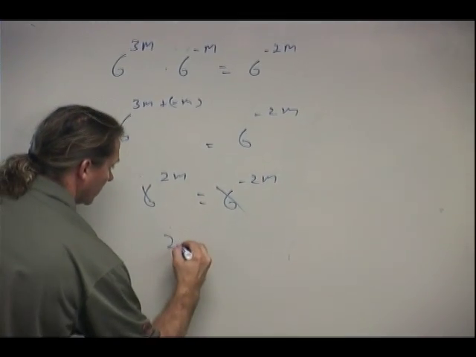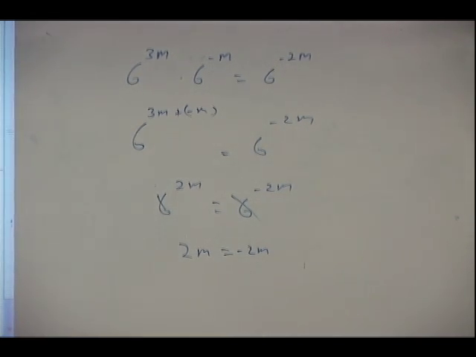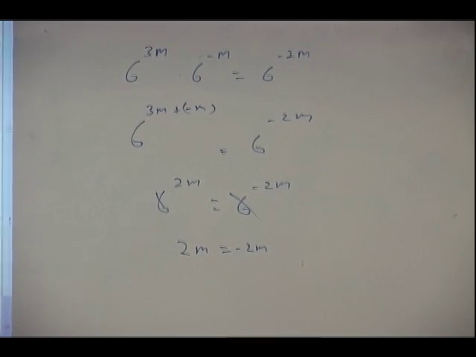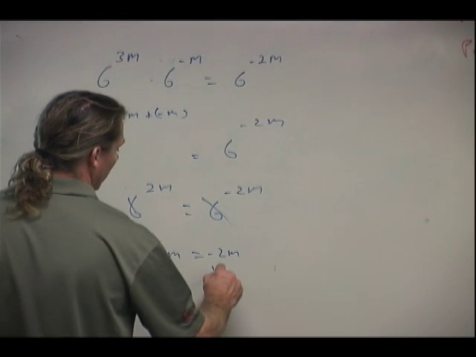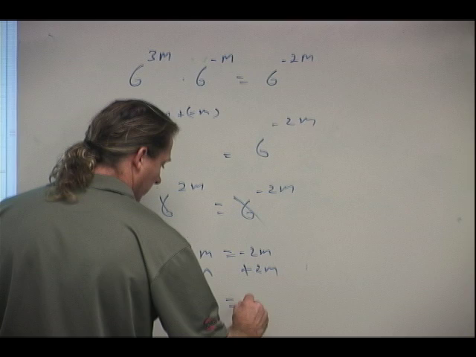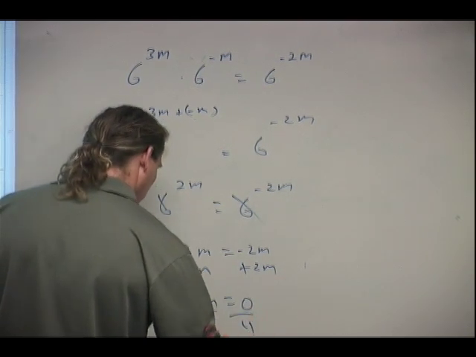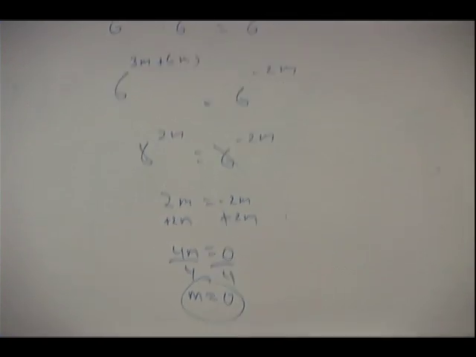Drop the bases and you get 2m equal to minus 2m. The answer is 0. The only time 2m will equal minus 2m is when m is equal to 0. But the way you do that is you add 2m to both sides to get 4m is equal to 0 and divide by 4. You get m is equal to nothing. So the answer is 1, 6 to the nothing is 1.